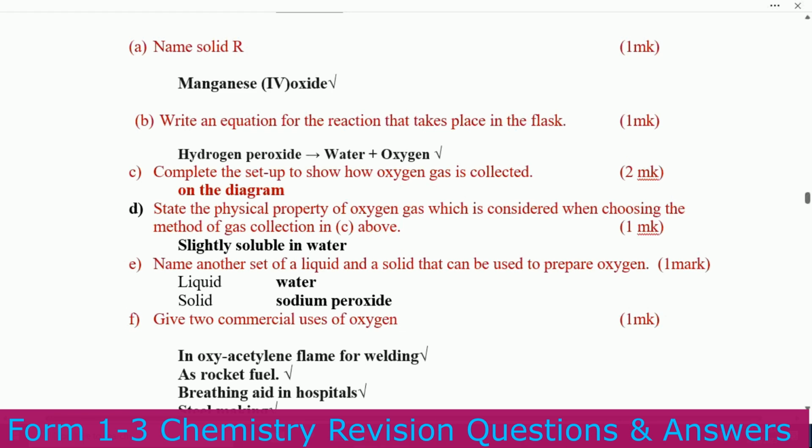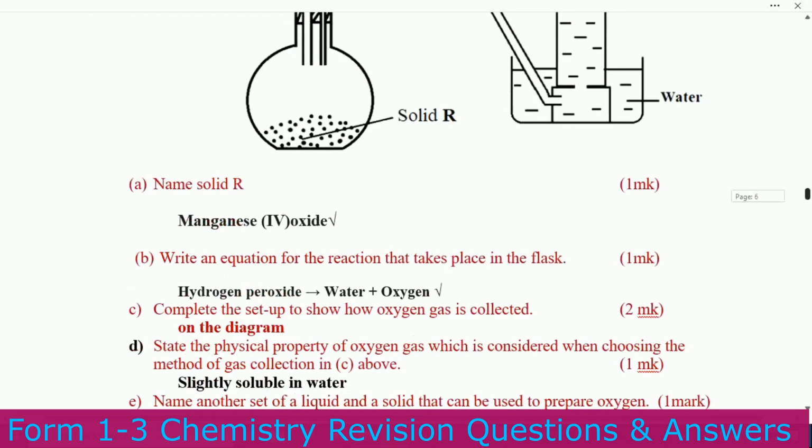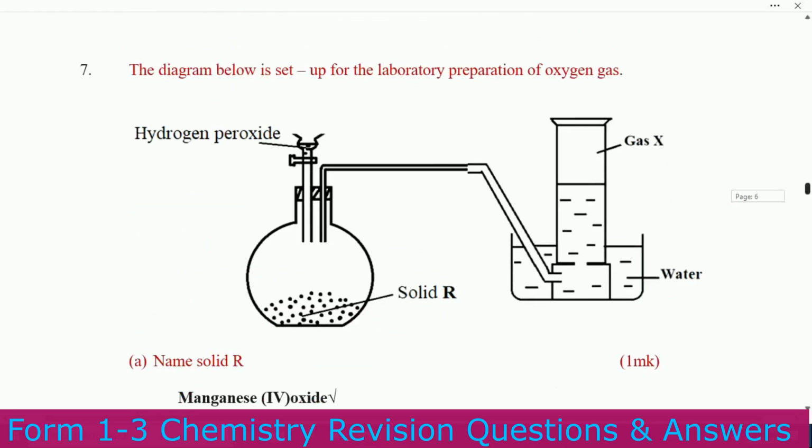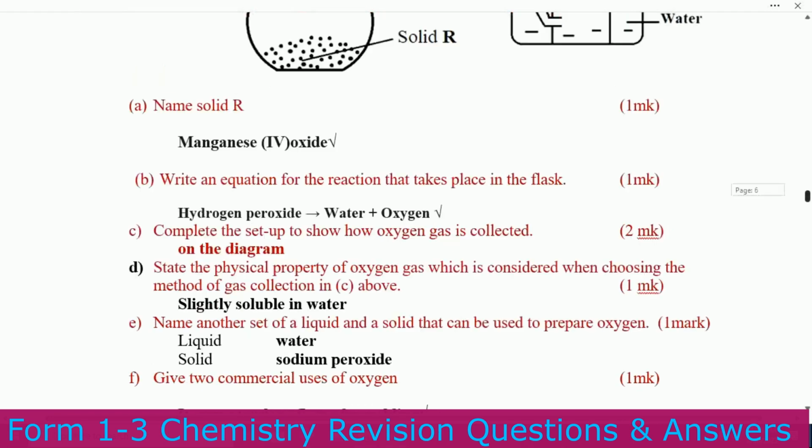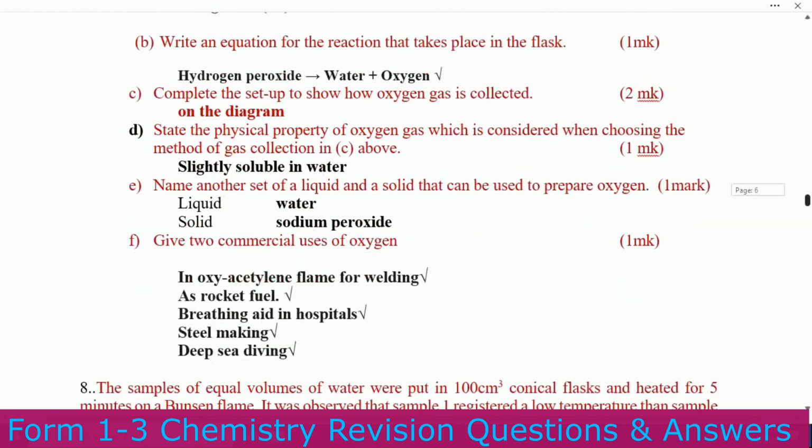Complete the setup to show how oxygen gas is collected on the diagram. So you can see that one. You can complete this experiment. It was not complete. It was drawn up to the point where you can see the difference. So you're supposed to complete, and this one is something you need to cram, because they bring one part and tell you to complete the experiment.